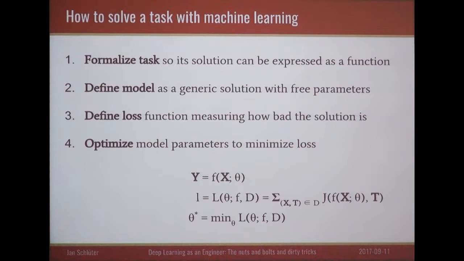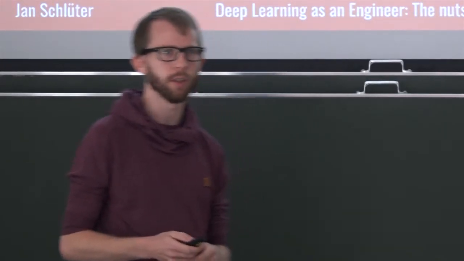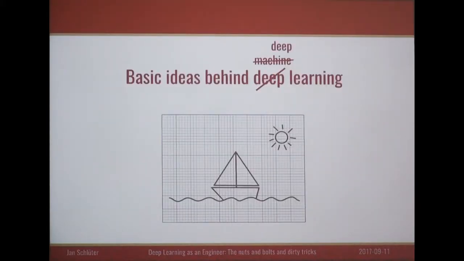And finally, we try to optimize the model parameters to minimize the loss we defined. How all this looks depends on the machine learning method we choose, and we'll see what this looks like in deep learning in a minute. So these are the core ideas behind machine learning. Now we'll have a look at deep learning again.